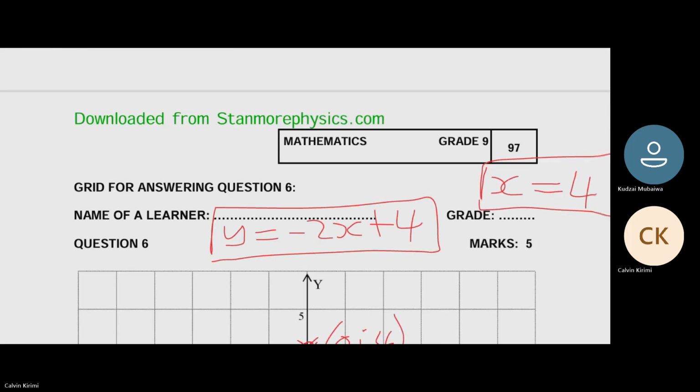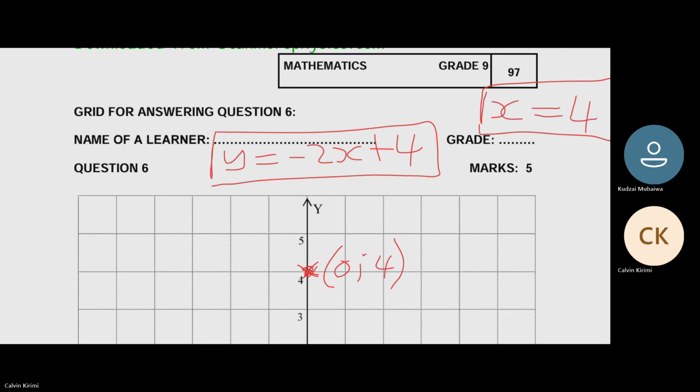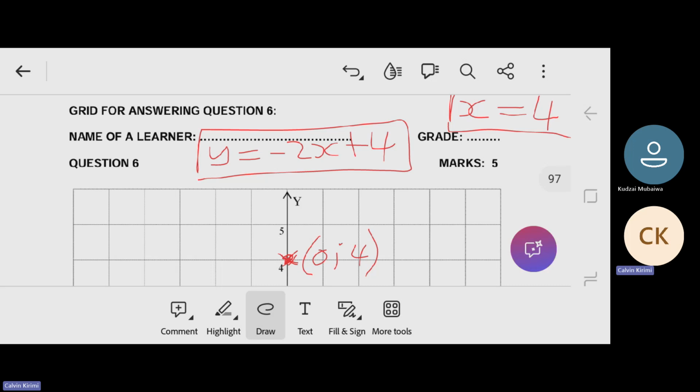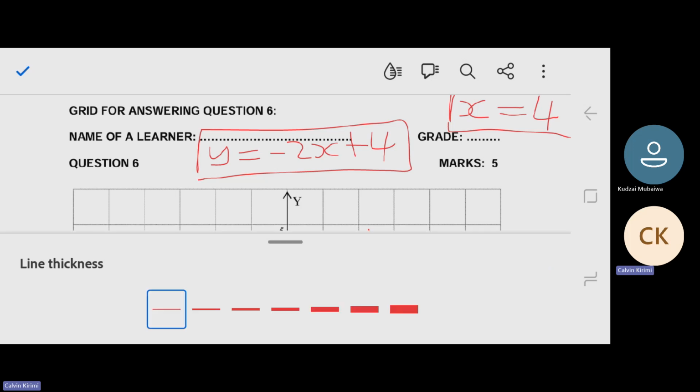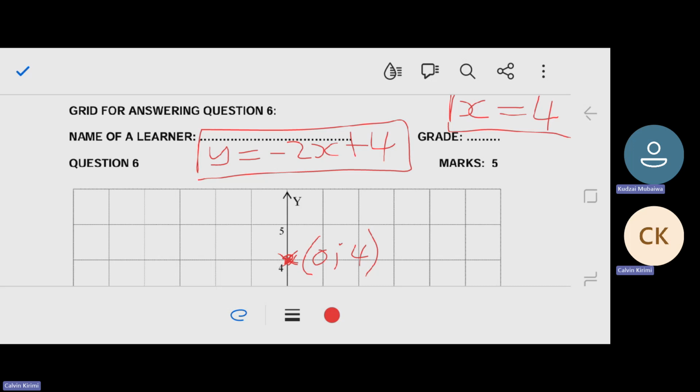Okay. So we are here. Yes, sir. You want to draw these two lines. I was saying you want to calculate the x-intercept. X-intercept, you said when y is what? It's 0. So where there is y, we are going to put 0. Then we solve for x. We see where it's cutting the x. It's cutting the y when y is 4. But we don't know where it's cutting the x.